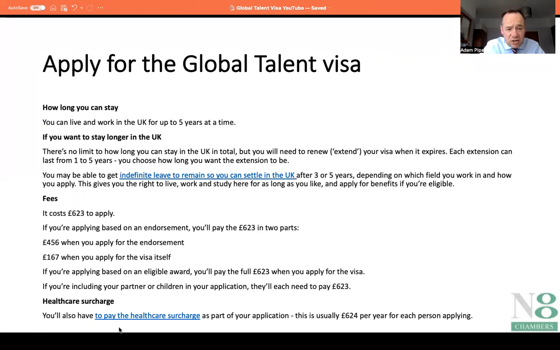So what's the fee? £623, so it's cheap. If you're applying based on an endorsement, you pay that in 2 parts: £456 when you apply for the endorsement, £167 for the visa. And actually the way the fee is split shows really where the action is. The attention you're going to need to pay in the application is the endorsement stage. That's the real key stage. If you're applying under the prestigious prize, you have to pay the total £623 in one go. The dependents each need to pay £623, and there is the health surcharge.